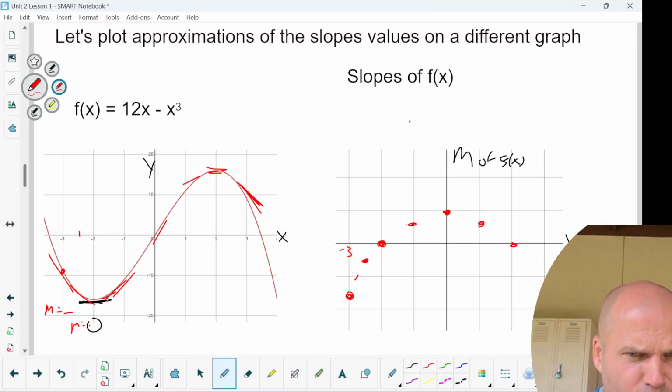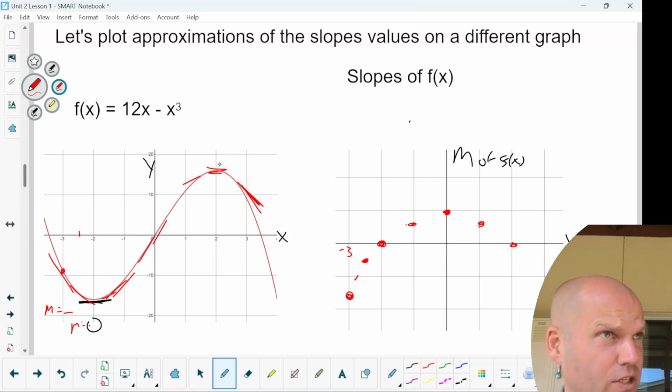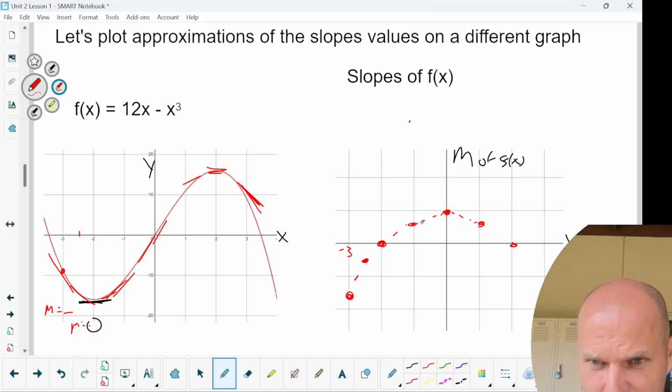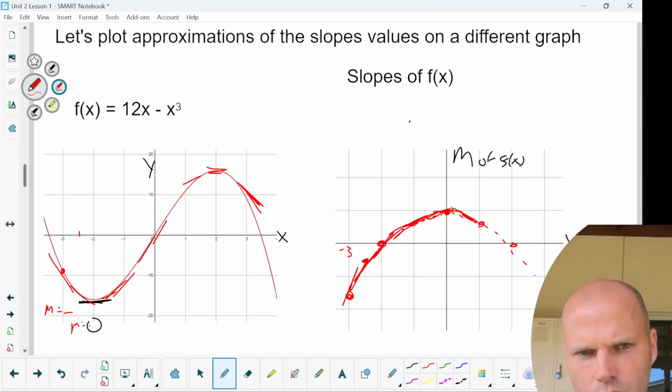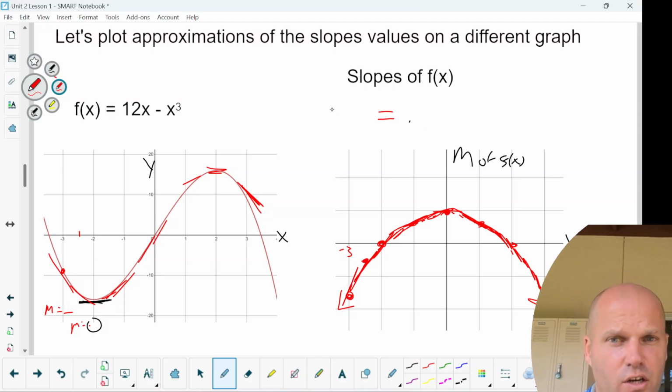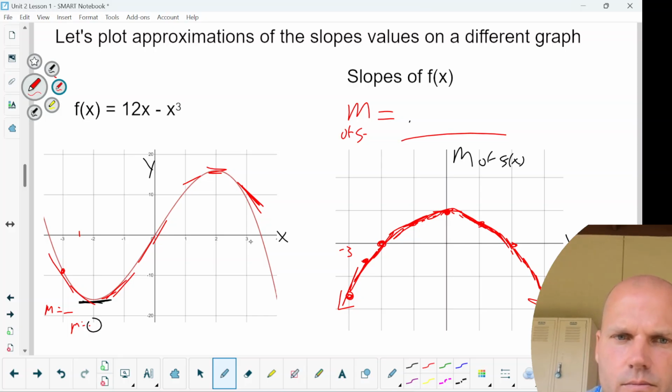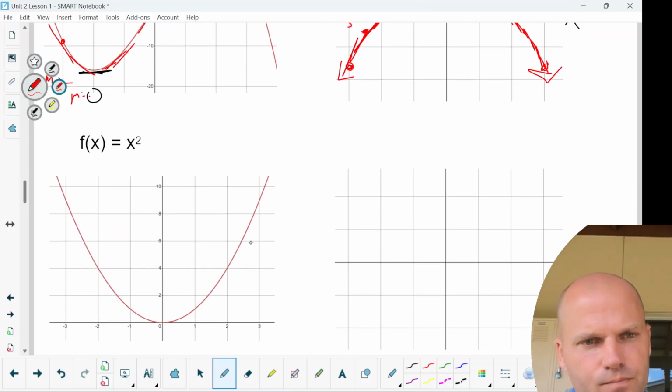Let's check. Let's fill in some more points and look at some more slope values. Positives, less positives, 0, negatives. We can see that we create this graph. Oh, so I have a graph. I have some sort of equation for the slopes of f. Ooh, I would love to know what that equation is. We'll get there in a second.